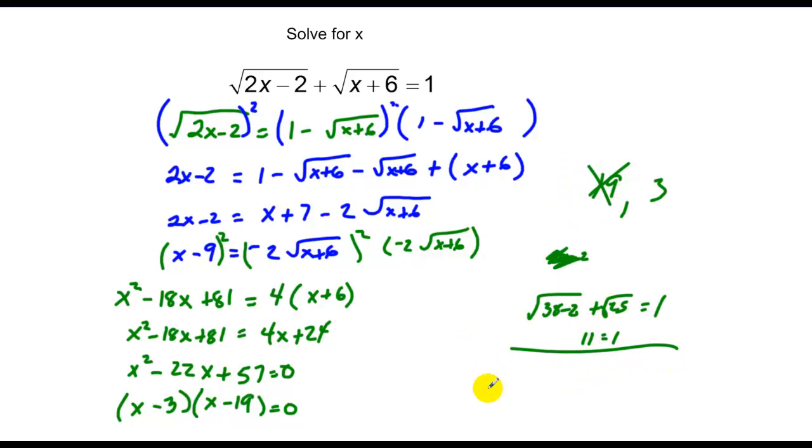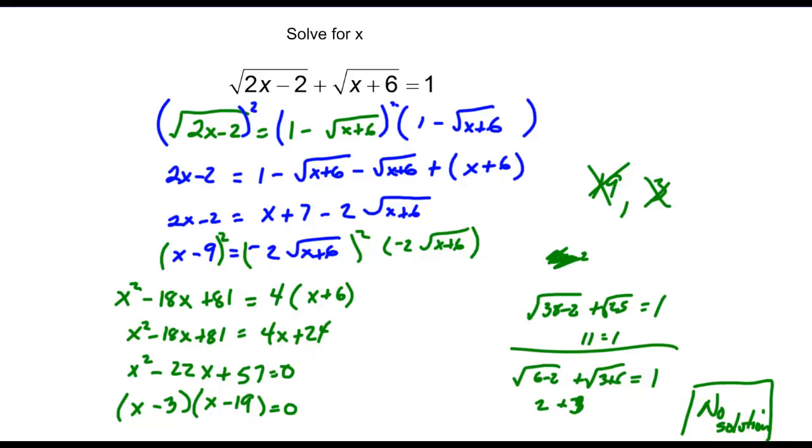Let's plug in 3, and we get 6 minus 2 and 3 plus 6 is equal to 1 again. And in this case, this goes to 2 plus 3. That's disappointing. That doesn't work either. So this has no solution. But the process was good.